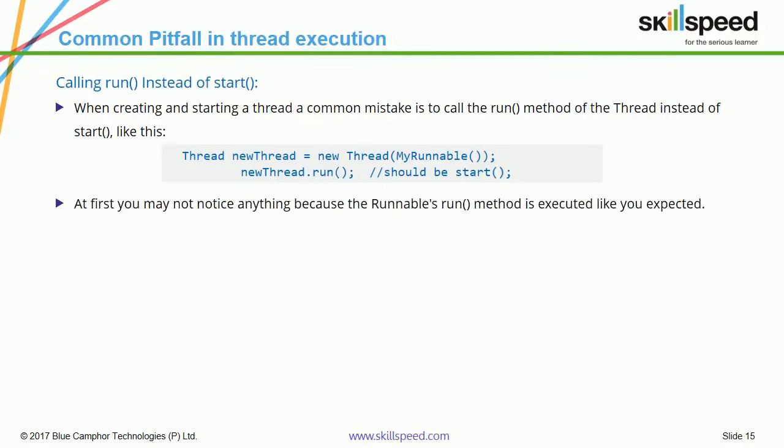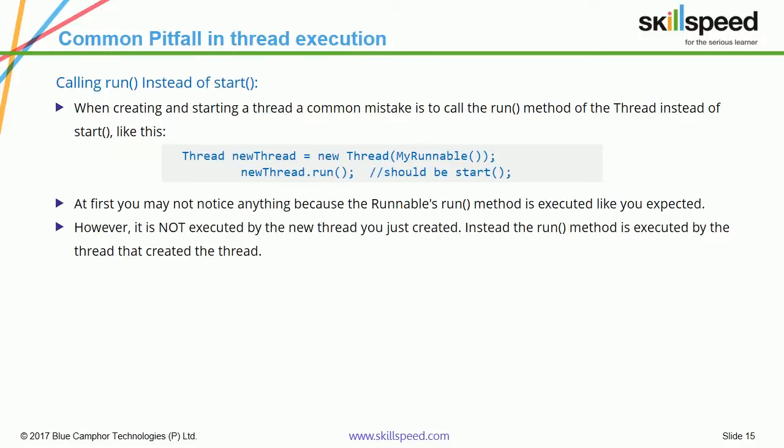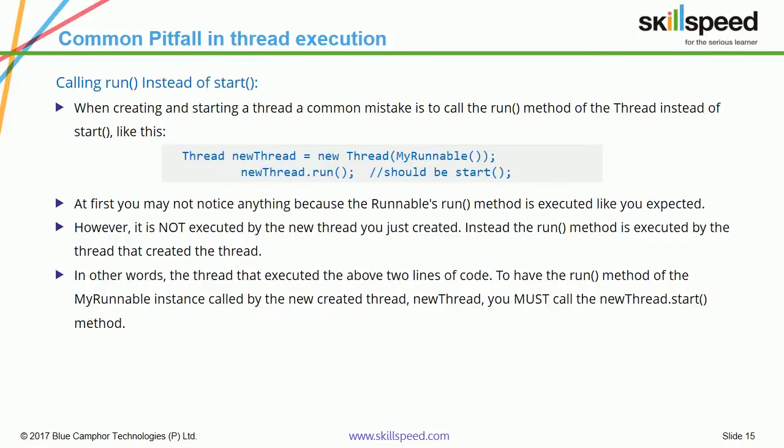At first you may not notice anything, because the runnable's run method is executed like you expected. However, it is not executed by the new thread you just created. Instead, the run method is executed by the thread that created the thread, in other words, the thread that executed the above two lines of code. To have the run method of the myRunnable instance called by the newly created thread, you must call the newThread.start method.